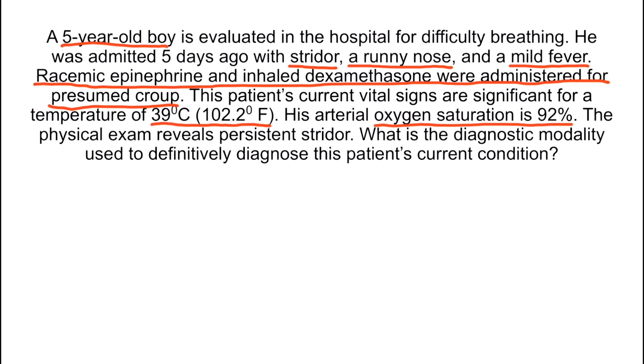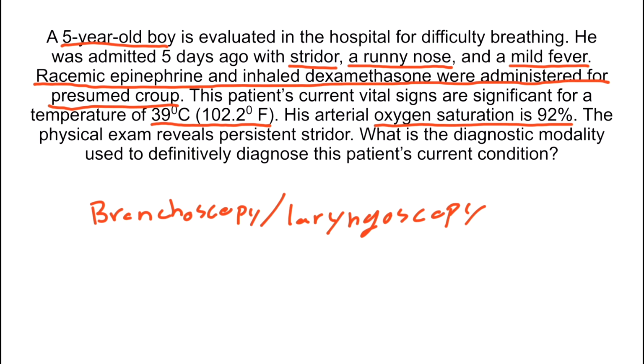All right, this patient has persistent stridor, a fever of 39 degrees Celsius, and a slightly low oxygen saturation of 92%. He initially had a runny nose and a mild fever, and he was administered racemic epinephrine and inhaled dexamethasone for presumed croup. However, his condition has not improved. Therefore, this patient most likely has bacterial tracheitis, which does not respond to the typical management of croup. The diagnosis can be confirmed with bronchoscopy and laryngoscopy, which reveal adherent mucopurulent membranes.